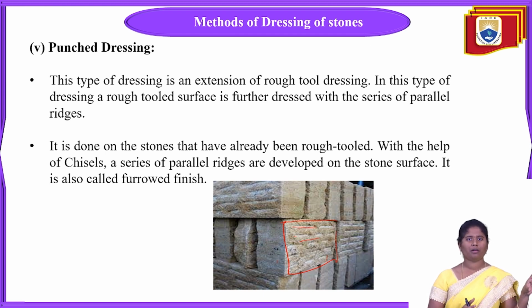That shape is square and the grooves are made on the surface of the stones. Those grooves will be parallel to each other. After taking that rough tooled dressing stone, in this punched dressing we are going to give another series of parallel ridges here. This is to be done on the rough tooled stones only.